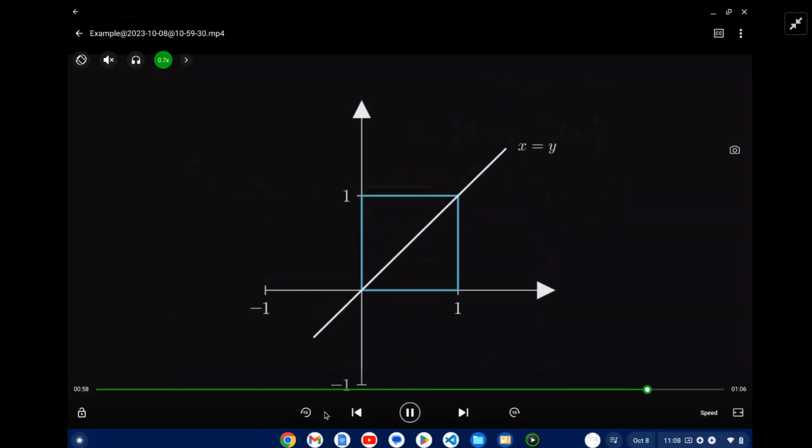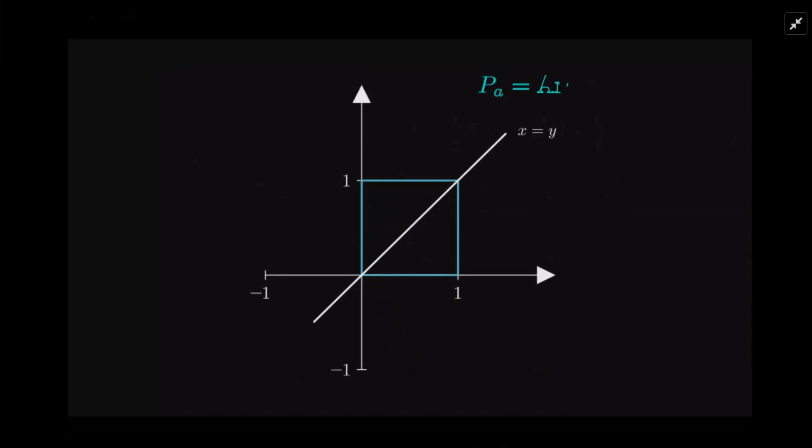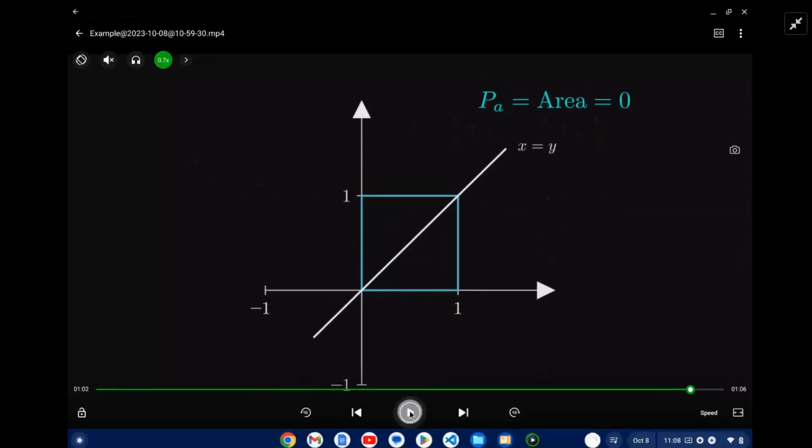Now we need to try to wrap our heads around that. If I say, what's the probability that x equals y? I choose any point inside the square. What's the probability that x equals y? 0. Interesting.